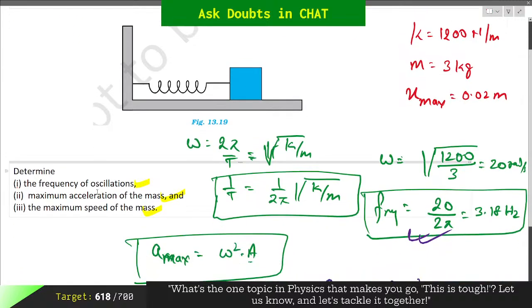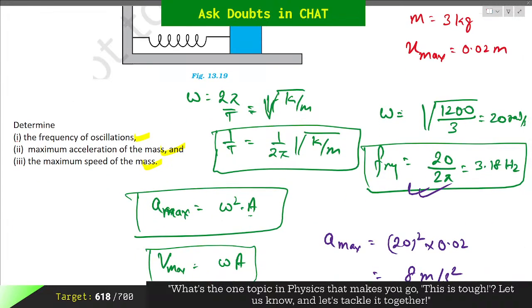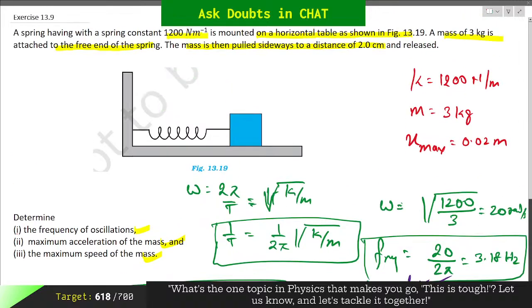So we have to determine the frequency of the oscillation, and also we have to determine the maximum acceleration of the mass, and the maximum speed of the mass. So for determining the frequency of the oscillations, we know omega is equal to under root k by m, because omega, that is the angular frequency of oscillation, for the spring balance is given by under root k by m, and omega we also know is equal to 2 pi by T.